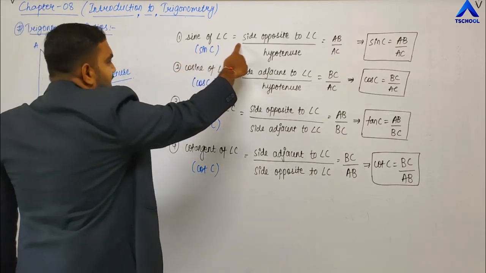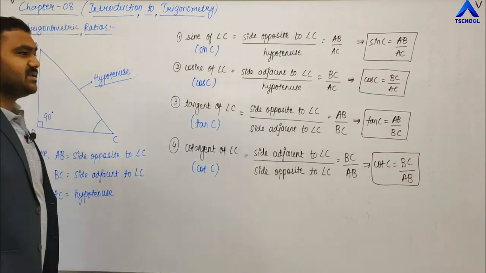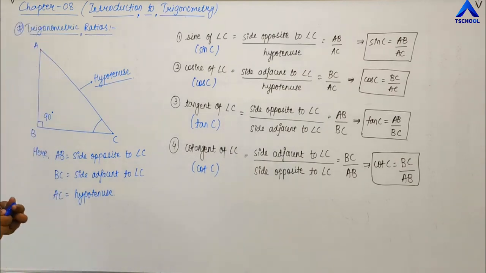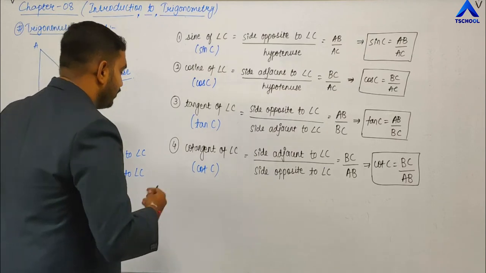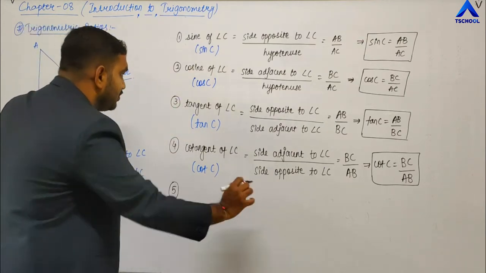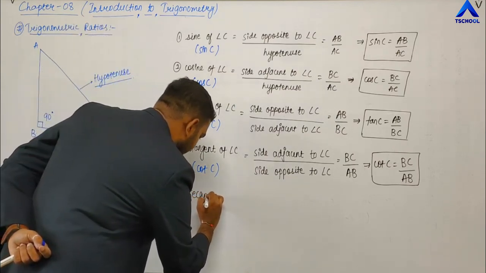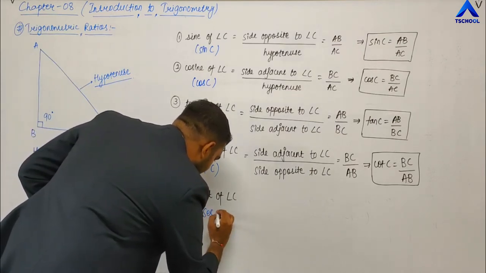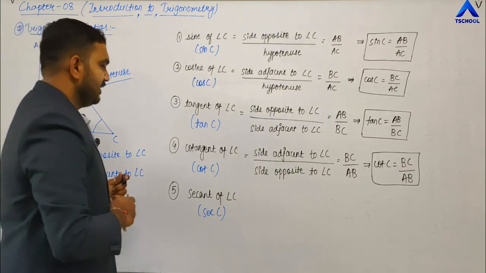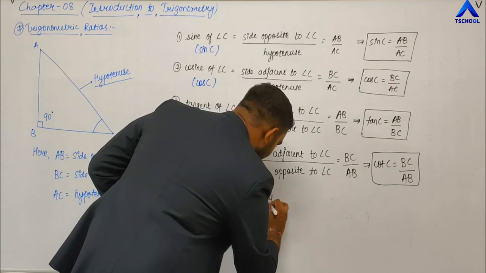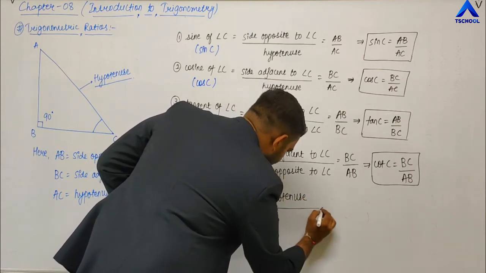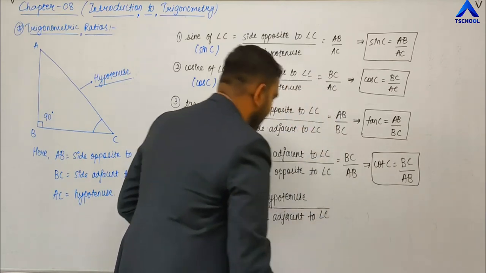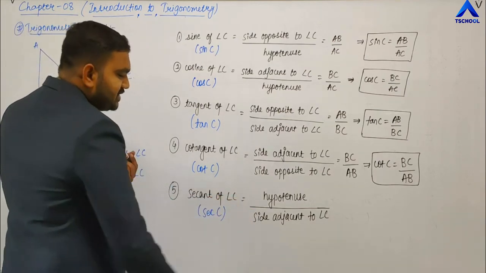The first one again, sin C, that is side opposite to angle C upon hypotenuse, cos C, side adjacent to angle C upon hypotenuse, tan C, side opposite to angle C upon side adjacent to angle C, cot C, that is side adjacent to angle C upon side opposite to angle C. The fifth one, now I am having secant of angle C. In short, it is written as sec C. Sec, S-E-C, sec C, that is equals to hypotenuse upon side adjacent to angle C.